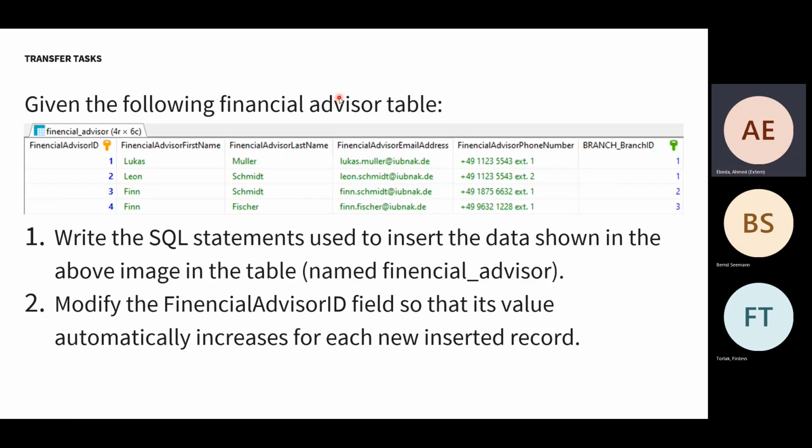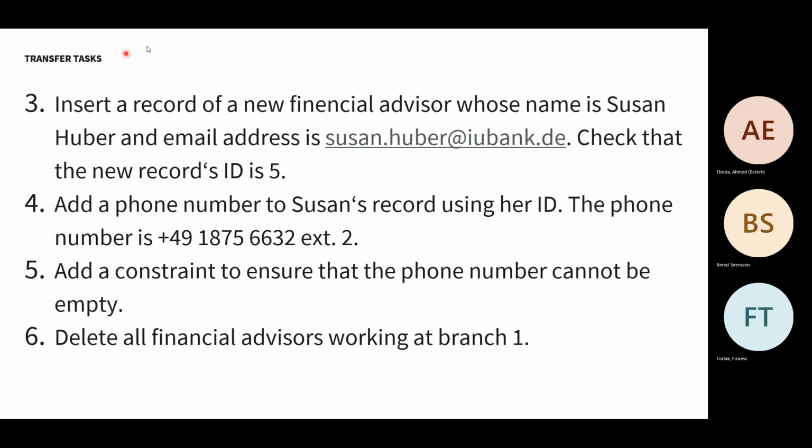So this is the transfer task. Given the following tables, try to insert and also modify the table so that its value automatically increases for each new inserted record. Insert the record with these values. Add a phone number to Suzanne's record using her ID. Add a constraint to ensure that the phone number can't be empty. Delete all financial advisors working at branch 1.